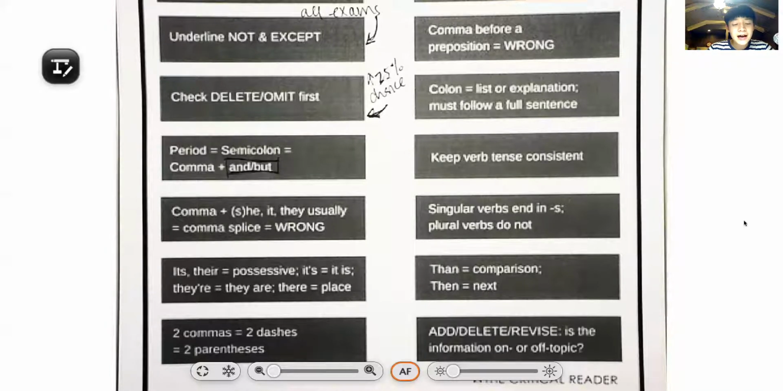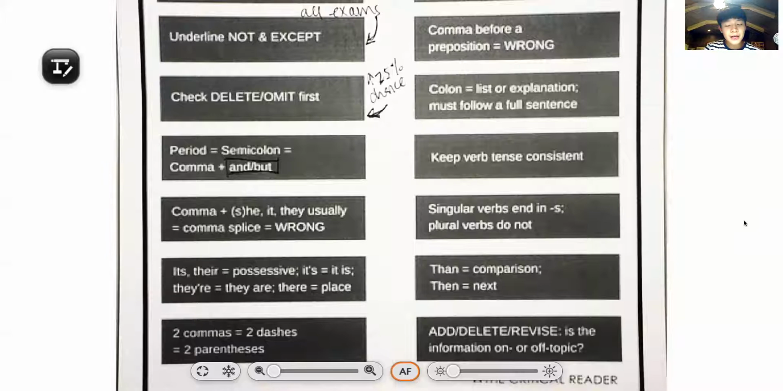Their, T-H-E-I-R, is possessive, right? If I say it's their ball, it means the ball belongs to them. Whereas they're, T-H-E-Y, apostrophe R-E, is they are. That's an abbreviation there. And then you'll see there, T-H-E-R-E, is a place, right? If I'm saying you're there, you're in a specific place. Do not get your homophones mixed up.